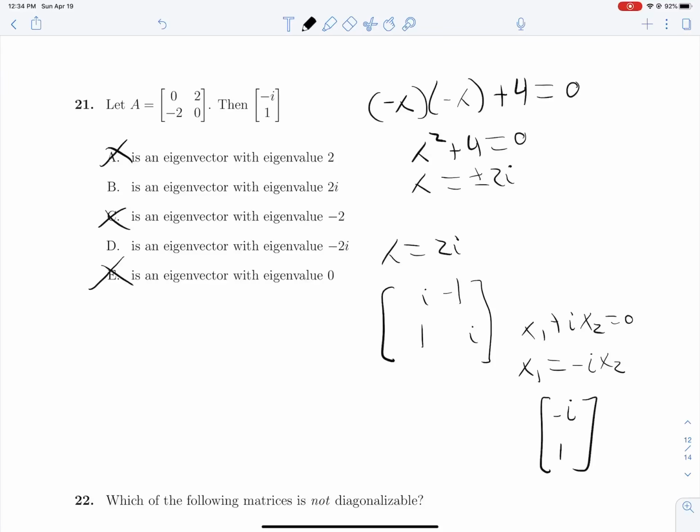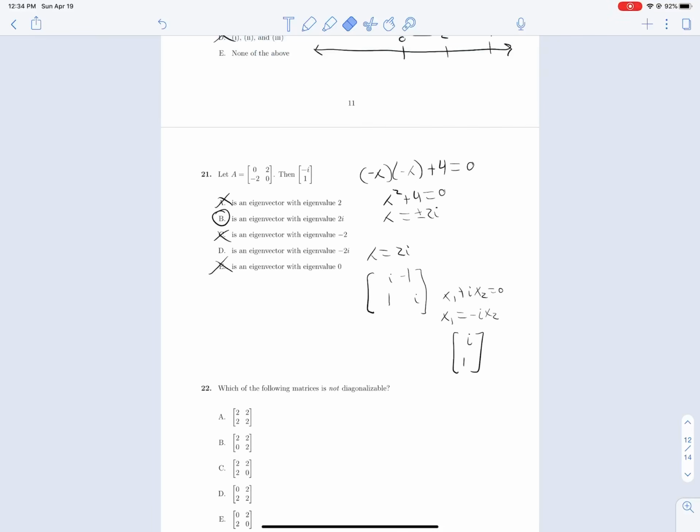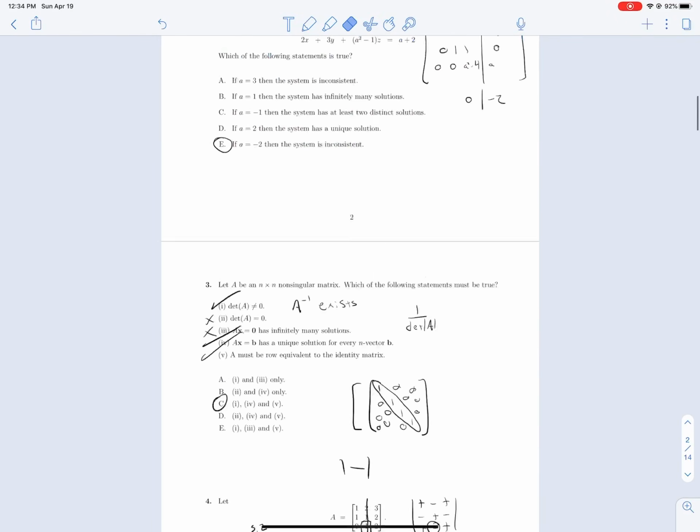So I got lucky this time. I didn't actually go down that road thinking we would get it, but you'll see that if we plug in our other conjugate eigenvalue, all that's going to change is the sign on the i in our eigenvector. So B is our answer for 21.